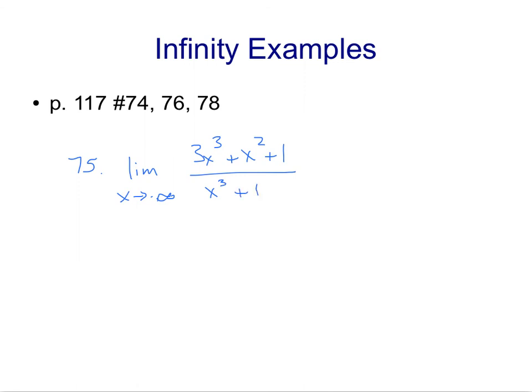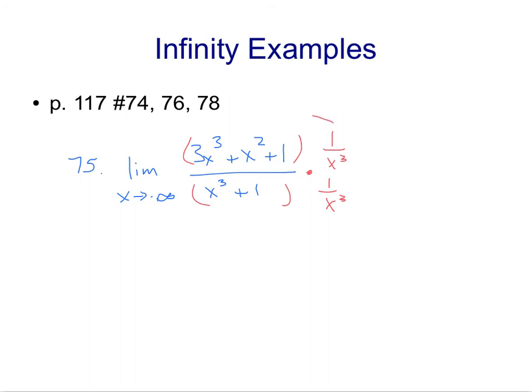And the trick I want to demonstrate for you is that when we have a rational function like this with two polynomials, one in the numerator, one in the denominator, what we want to do is multiply the top and the bottom by 1 over the highest power of x. And what I mean by that is I'm going to multiply 1 over x cubed on the entire numerator, and I'm going to multiply by 1 over x cubed in the entire denominator.